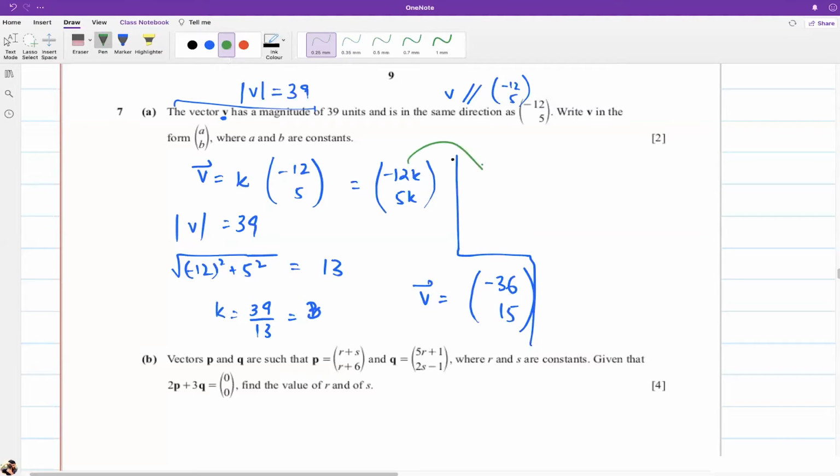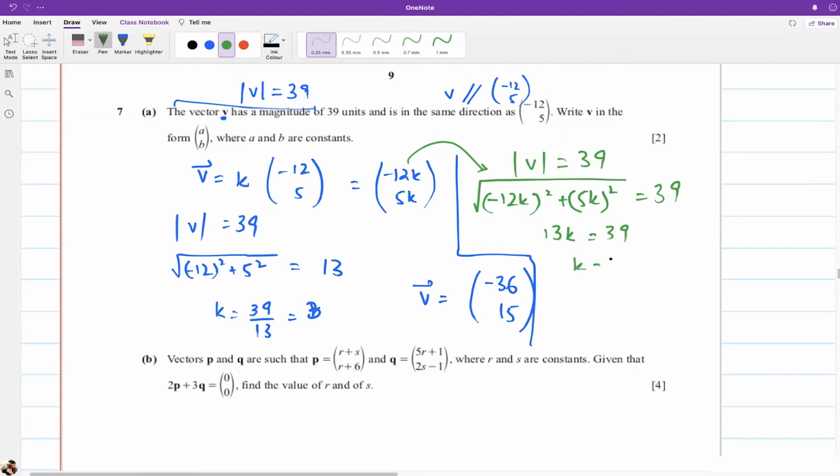If you don't like that, one other method that you could have used is to take the vector from here and find the magnitude of this vector, because you know that v's magnitude is 39. You can simply say, okay, minus 12k whole squared plus 5k whole squared, the whole square root is equal to 39, and that will give you 13k equals 39, and k is equal to 3. And that way you can also say that vector v is 3 times minus 12, which is minus 36, and 3 times 5, which is 15, and that way you will be able to find the vector.